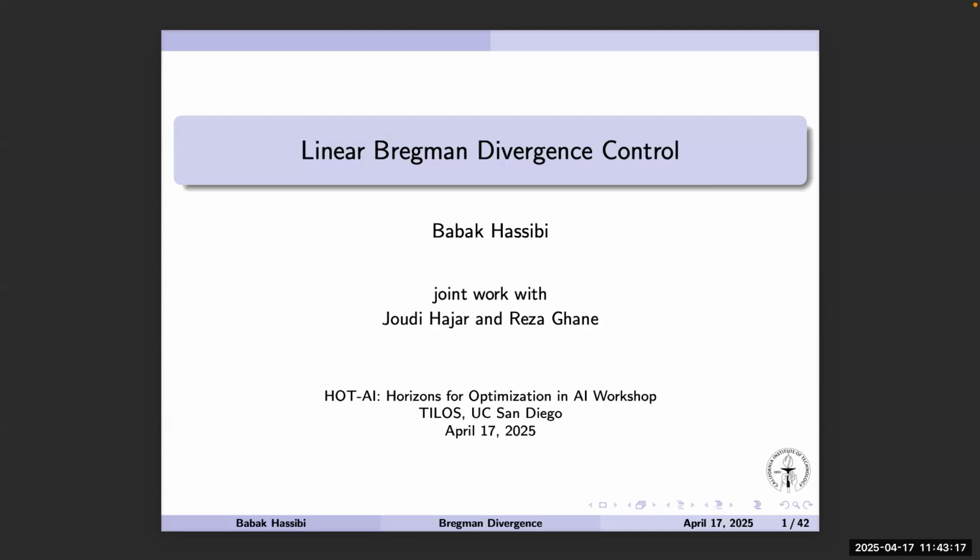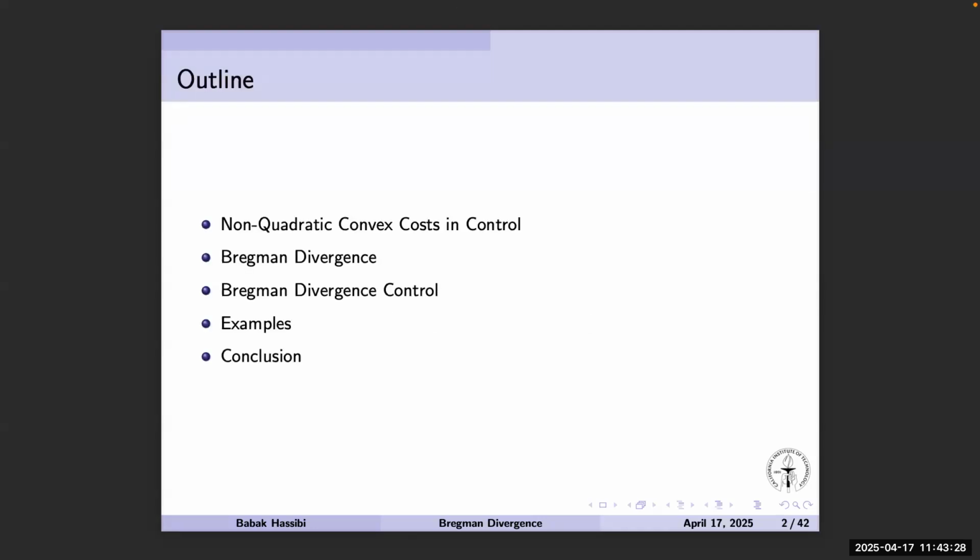This is joint work with two of my students, Judy and Reza. And it's very recent work. So, some of this is just being submitted, or was submitted to CDC. So here's the outline. I'll talk about the control problem, but I want to talk about using non-quadratic convex costs in control. May not sound too controversial, but I'll show what some of the issues are if you truly want to do control with non-quadratic costs. I'll introduce Bregman divergence, what it means. Many of you might have seen it, what it could do for control, and then I'll give examples and conclude.